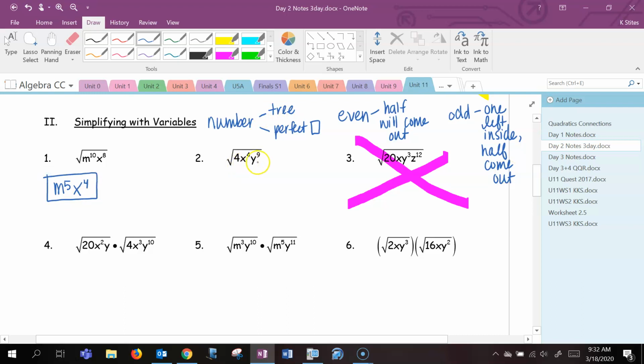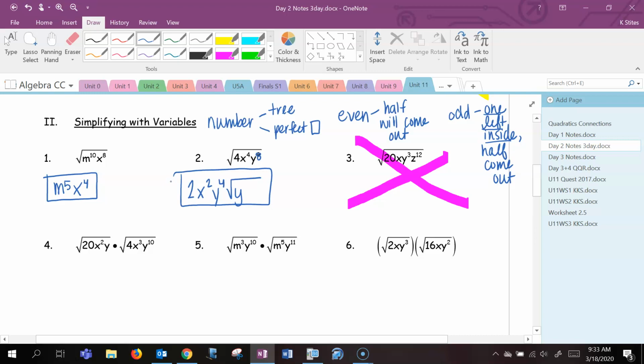All right, number 2 has one of everything. So the square root of 4, that's a perfect square, so that's just a 2. X to the 4th, even. Half will come out. 4 divided by 2 is 2. Y to the 9th is odd. All right, so with an odd, 1 is always left inside. Now you're down to 8 y's. Half will come out. So y to the 4th.